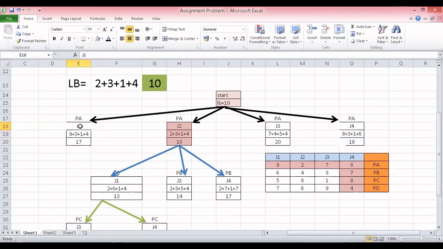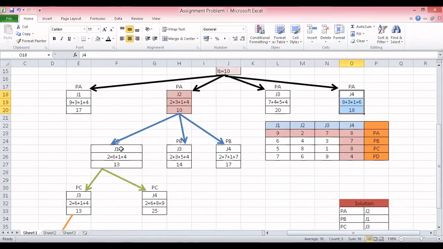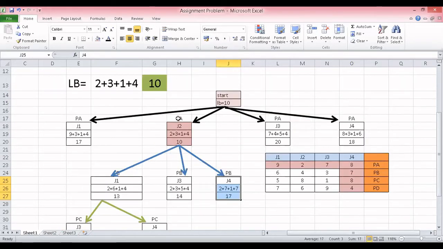Observe carefully, 4 boxes are there: job 1, job 2, job 3 and job 4 for person A. Now in the next level, for person B, why are you considering only 3 jobs, 3 boxes? Job 1, job 3 and job 4. What about job 2? Students will have this doubt. See, job 2 is already assigned to person A. That is why I have not considered that.